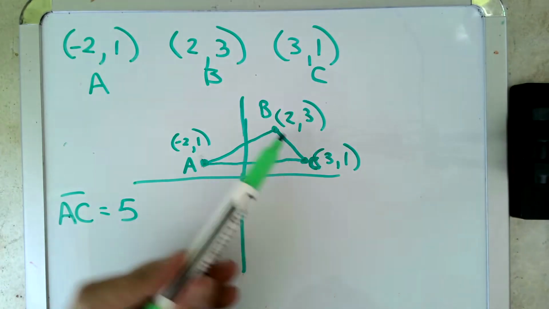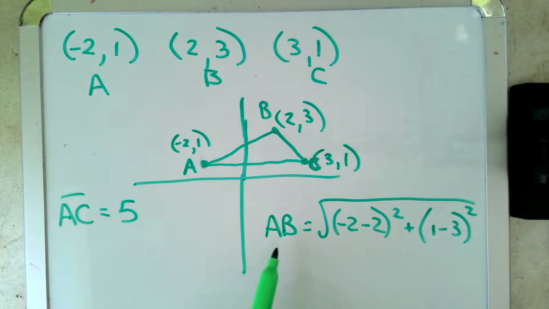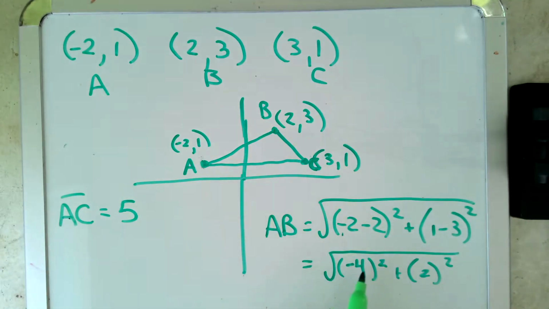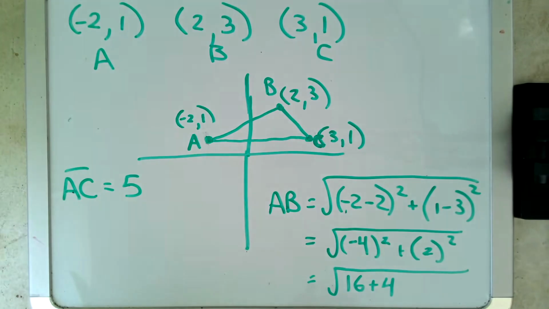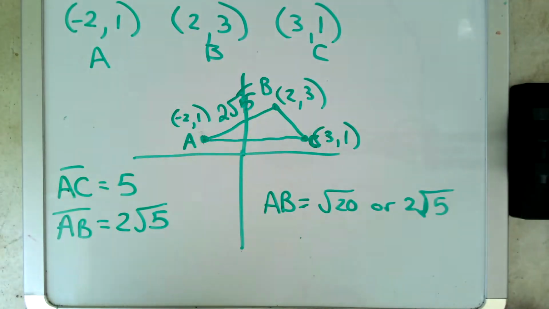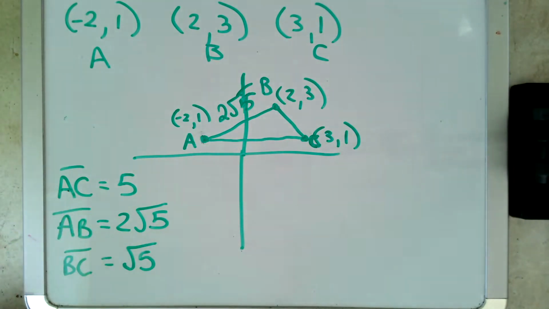Now, for these other 2 sides, I'm going to use my distance formula. So for side AB, the length AB is the square root of -2 minus 2 squared plus 1 minus 3 squared. If this isn't familiar to you, go check out my video here on using the distance formula. But otherwise, I'm going to put these numbers together and find that this is the square root of -4 squared plus 2 squared, or the square root of 16 plus 4, or 2 root 5. And finally, I'm going to find BC, same method, which equals square root of 5. So those are my 3 side lengths.